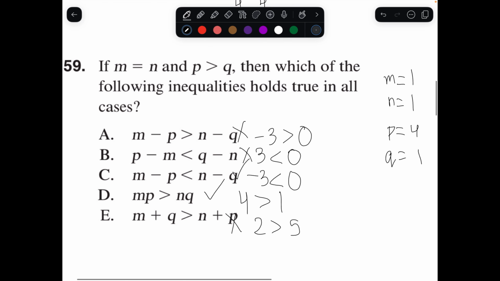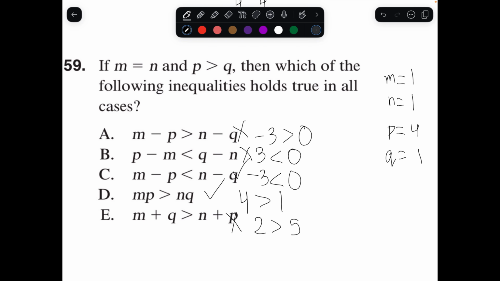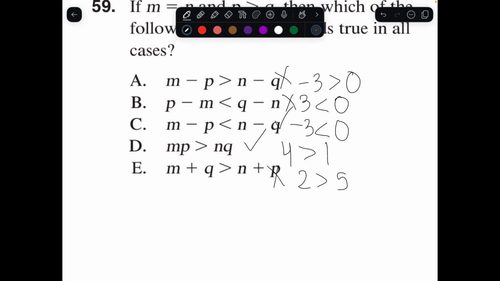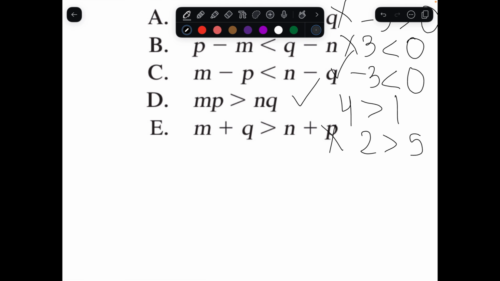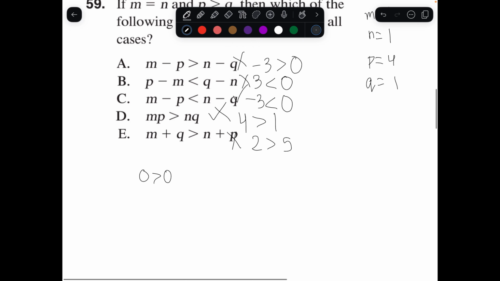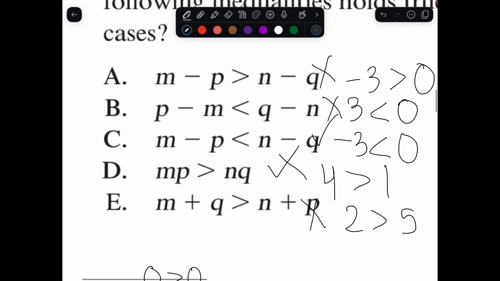And the thing to notice for C and for D is that if M was 0, right, that would mean N also has to be 0, right? But if M is 0, then M times P is going to be 0. And N times Q is also going to be 0, right? Because if M is 0, then N is 0. And then this statement wouldn't work. So D is out as well. So this means the answer to this question is C.